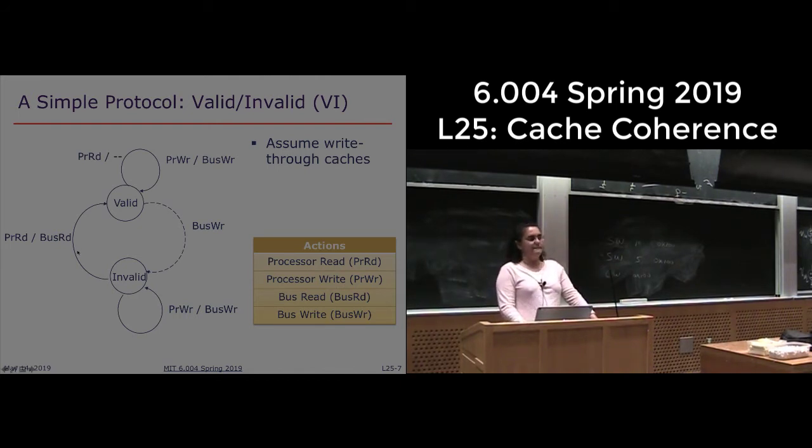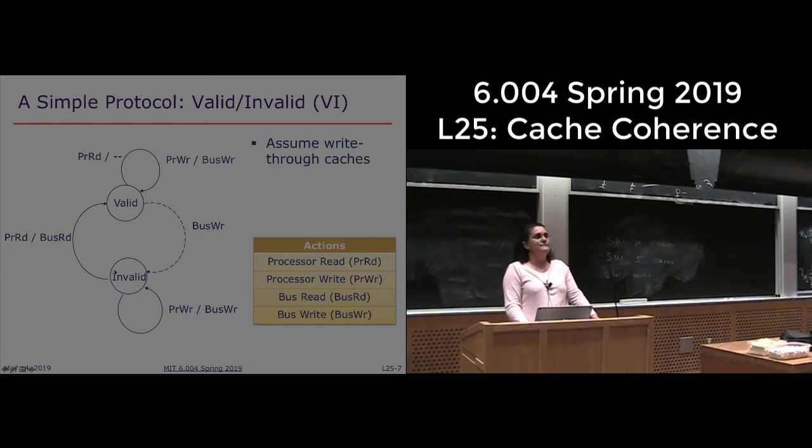Here's my FSM. I have two states. I can either be in the invalid state or I can be in the valid state. This is pretty similar to what we've seen in our caches so far, right? When we bring up our system, every line in our cache is initially invalid, and then as I bring data into it, I turn it to valid, and I can only get a hit when I'm in the valid state.